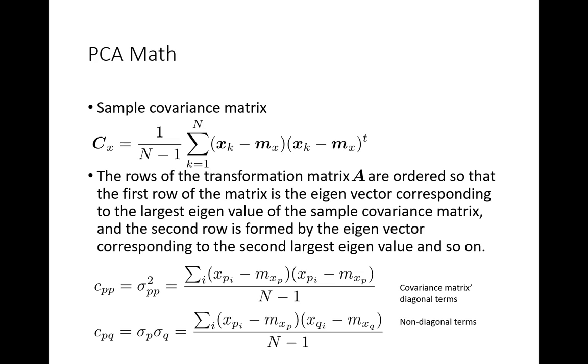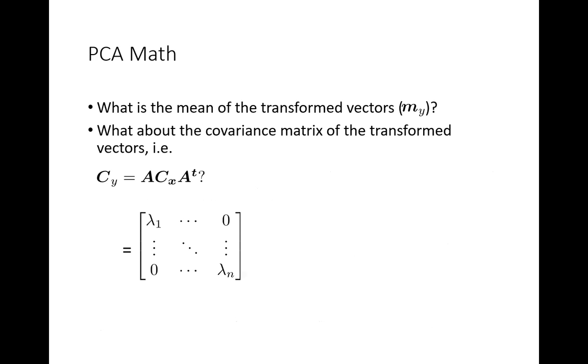All right. At the bottom of the slide, you can see two equations, which give you the components of the covariance matrix. The first equation, C sub pp, gives you the diagonal components, and the second equation gives you the non-diagonal components. All right. So once you have the eigenvectors, you have formed your matrix, and then you can apply the transformation as I showed you earlier.